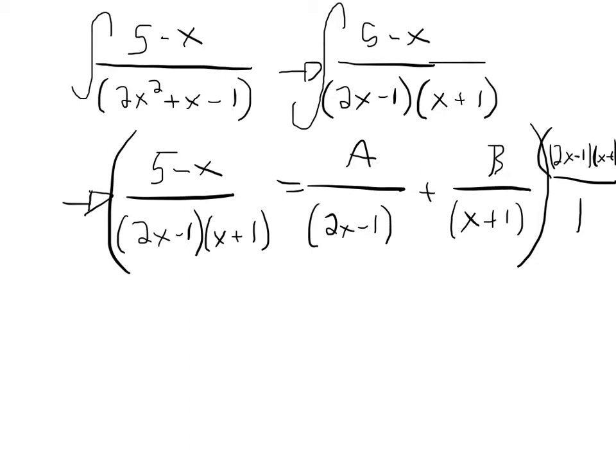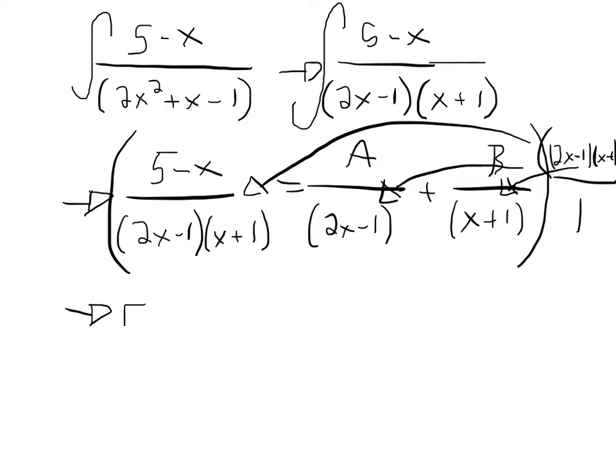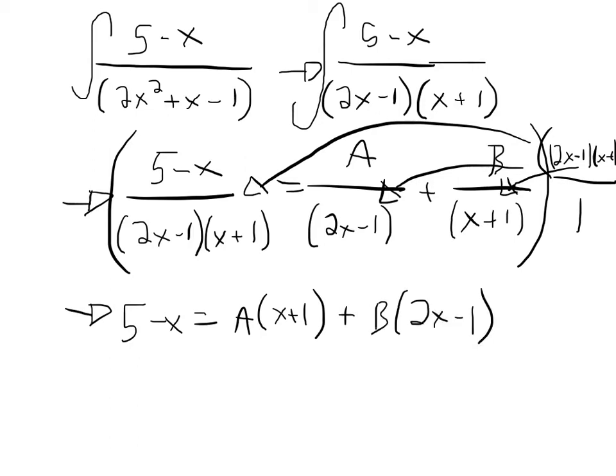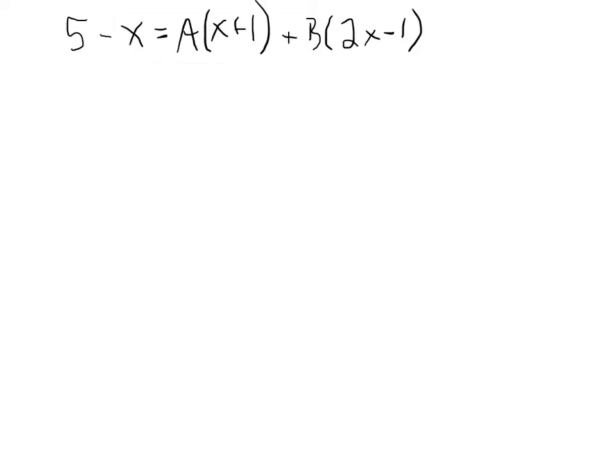This whole thing cancels out all of that, and it cancels out that, and this cancels out that. So you rewrite the equation as 5 minus x equals A times (x plus 1) plus B times (2x minus 1). So that's your new equation. Now that we have a nice new slide, this is your rewritten equation.